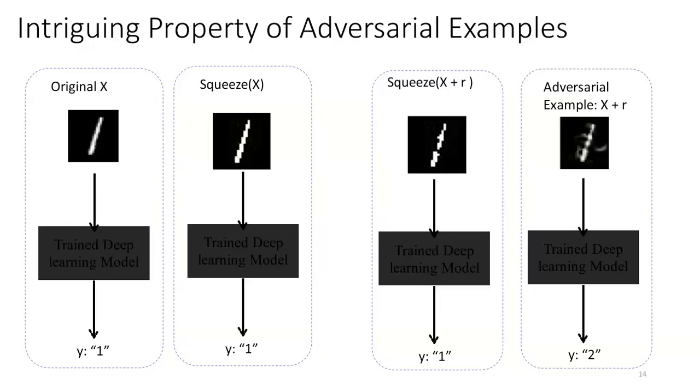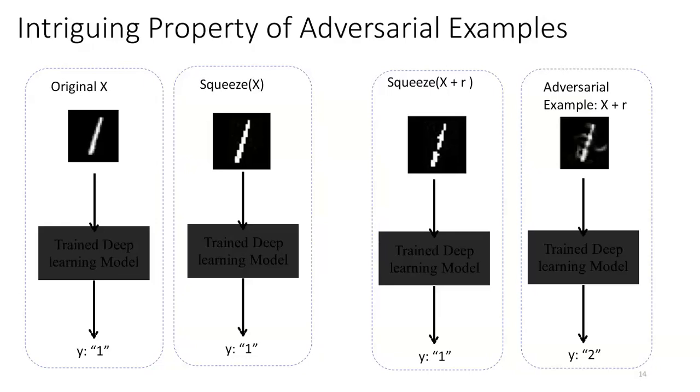So then the whole idea is, let's just try to squeeze out those unnecessary features. So for example, we can just convert this grayscale image into just a black and white image. So this is the first type of squeezer we tried. It's really just one bit reduction. So if we do one bit reduction on the original X, the second column is the squeezed version of this original X. It's black and white, and will be perfectly classified as one.